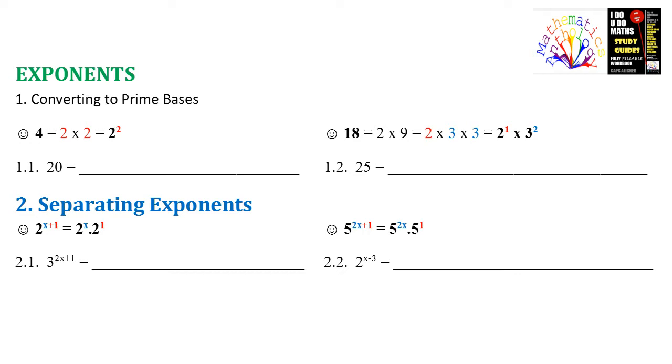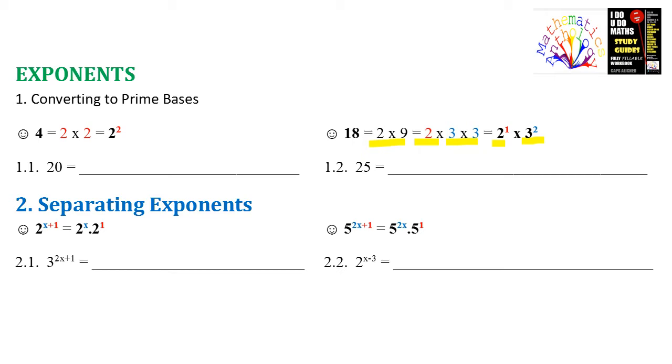If we look at 18, 18 can be written as 2 times 9 here. 2 we leave the same, but 9 we know can be further simplified into 3 times 3. So to write as prime bases, 18 can be written as 2 to the power 1 times 3 to the power 2. Okay, let's look at separating exponents.